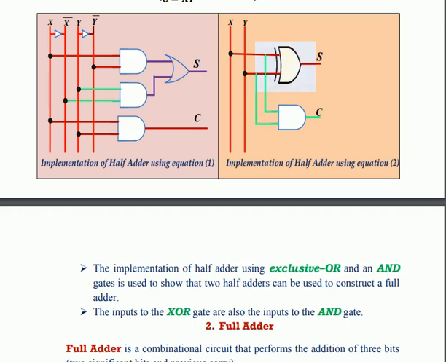For equation 2, the implementation of the half adder, that equation was S is equal to x exclusive OR y. Here we are using the exclusive OR gate. So for S, we are using only 1 exclusive OR gate with x and y as the inputs, and we will get the result sum. And for carry, which is equal to xy, we simply use 1 AND gate. So this is the implementation of the half adder using the exclusive OR gate.